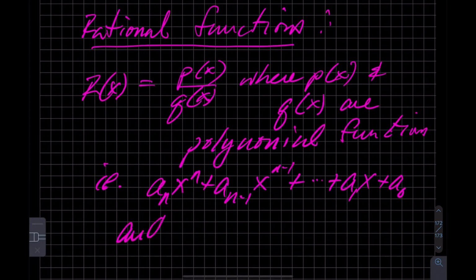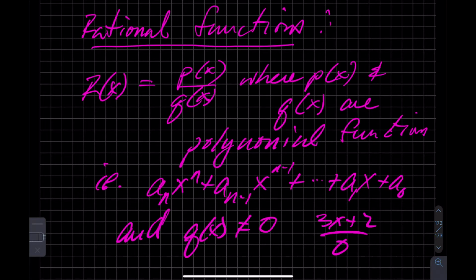And that's an and, q of x cannot equal 0, meaning I can't have 3x plus 2 over 0. There are going to be times when the denominator function is equal to 0, which in fact is part of what all this is about.